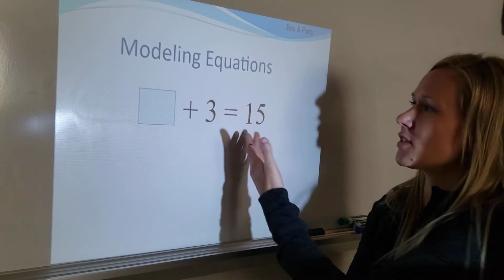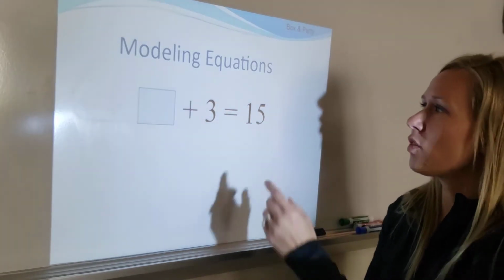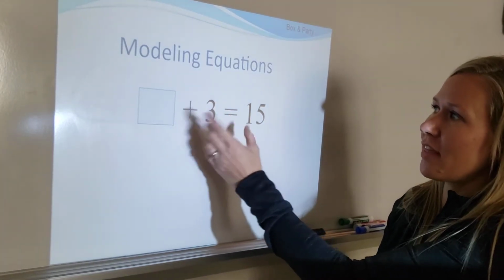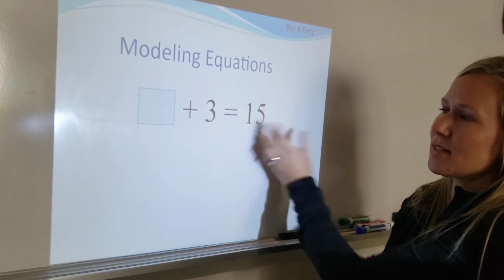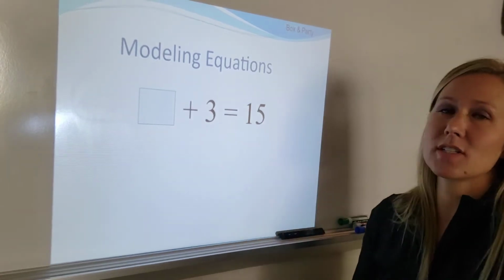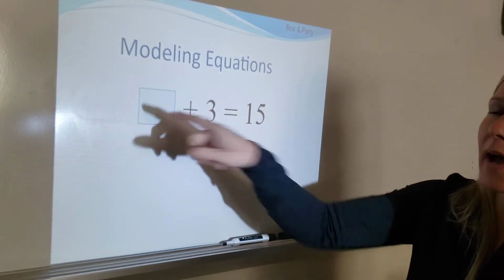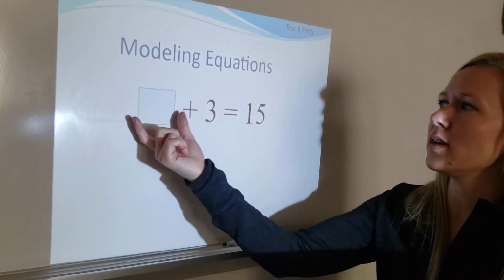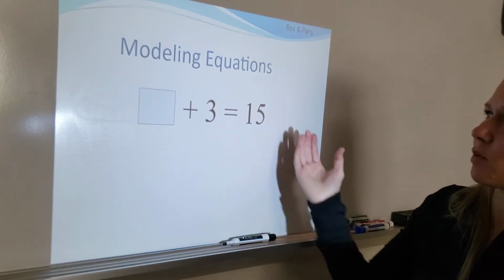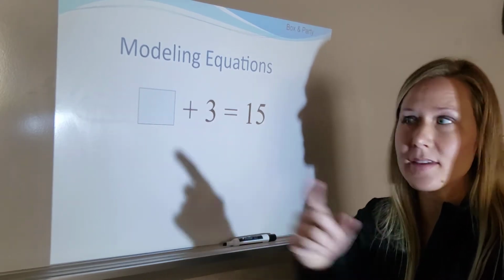This is an equation because there's an equal sign. And we know that if there's an equal sign here, this side is the same as this side. So if this side of the equation is 15, that means this side of the equation has to also be 15. So you see a blue box here. What I want you to do is think about what number this blue box would represent that would make this equation true. Yes, a 12.